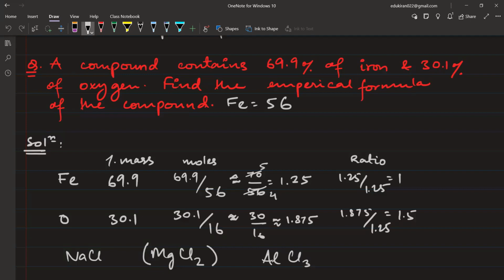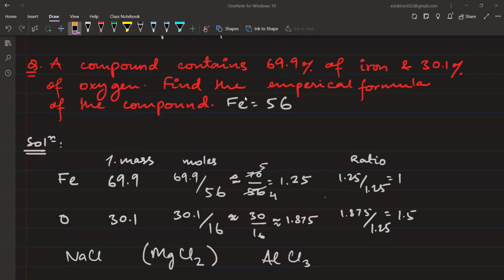If I divide by 1.875, then 1.25 divided by 1.875 will be something like 0 point something, which does not make sense. For 1 mole of magnesium, I would have 0.3 moles of chlorine. This does not sound good, right? That is why we are dividing by the smallest number.